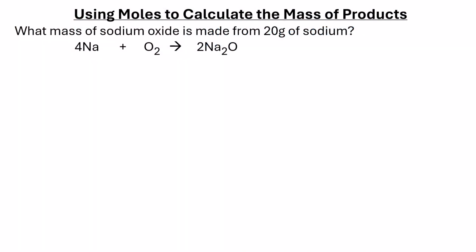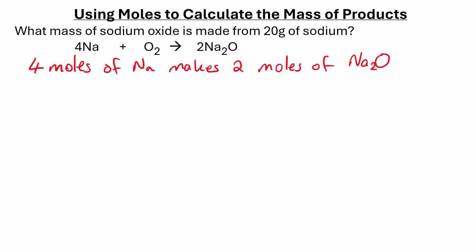I'm now going to show you how you can use moles to calculate the mass of products. The first example is: what mass of sodium oxide is made from 20 grams of sodium? They will provide you with the symbol equation in the question. First of all, we look at the big balancing numbers in front of the two things that we're interested in, and we can see a 4 and a 2, and that tells us that 4 moles of Na makes 2 moles of Na2O.